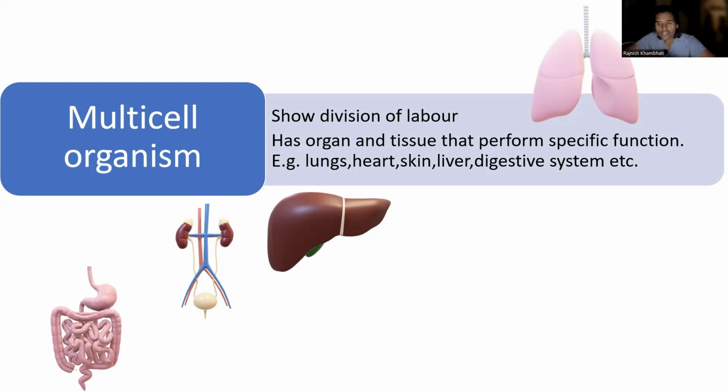Then the liver's function is to help in digestion. Then this is the kidney. The kidneys will help in excretion only. And the digestive system, in this image you can see, will be digesting the food.